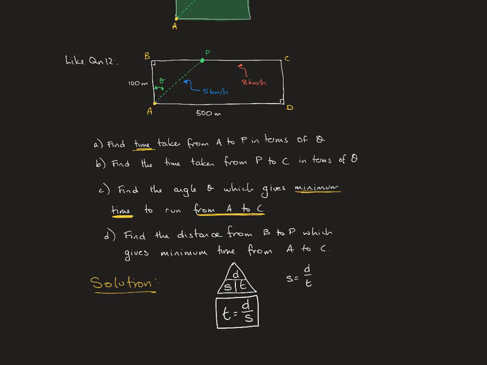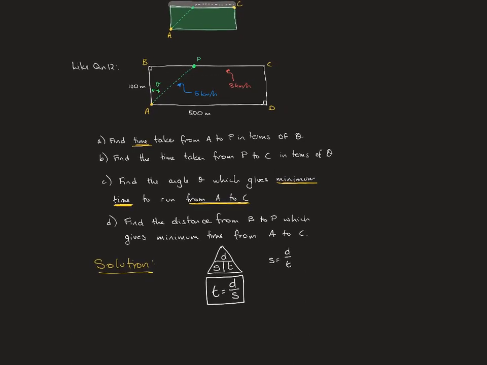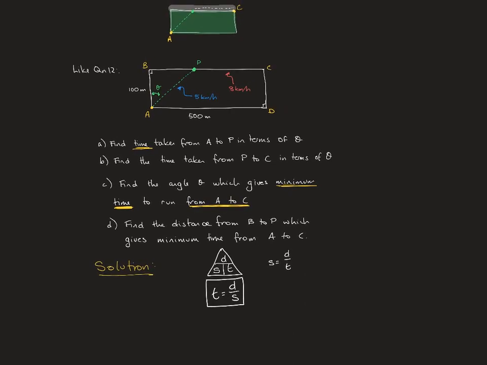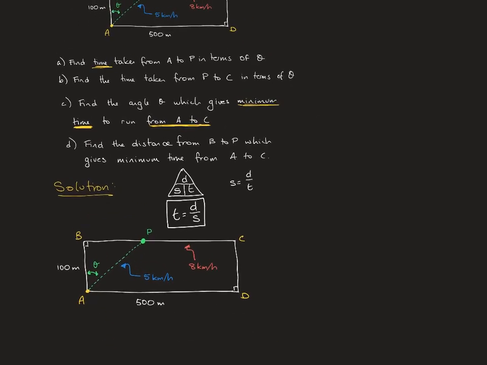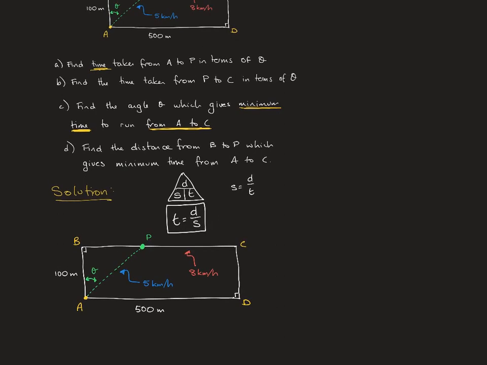Okay, so we know that our time is equal to our distance divided by our speed, and so to find the time from A to P, we need to find the distance from A to P. So let's grab a copy of the picture and have a think about what we've got here. We're going from A to P, so we want to find this distance here.